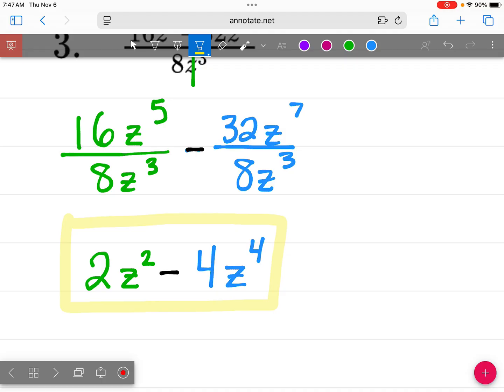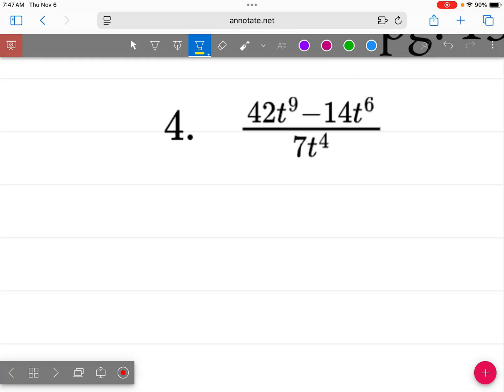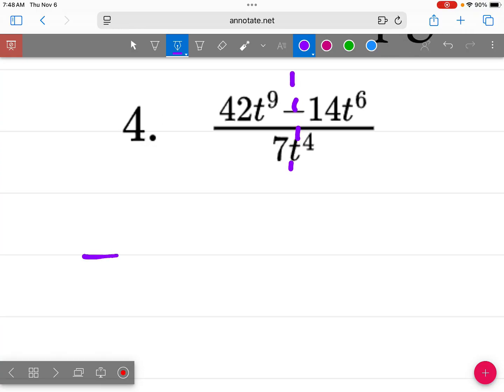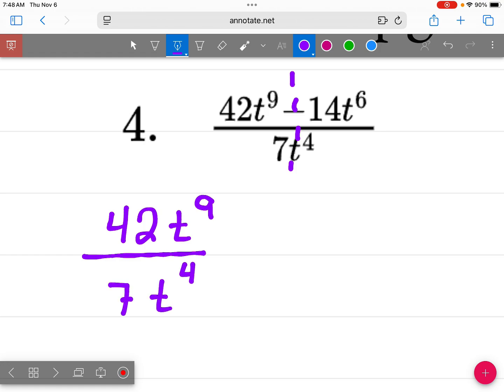Then let's look at 4. Very similar. We just got to break this apart so that we can put it into its separate fractions. So wherever we have a plus or a minus is where we split it. I'm just going to do a dotted line just because it's crashing into stuff. So I can rewrite this problem as 2 separate fractions where we have 42 t to the 9th over 7 t to the 4th.